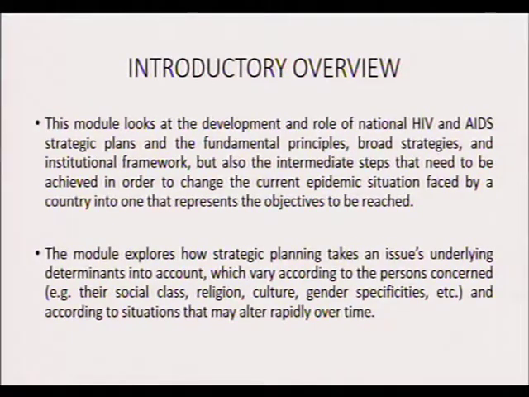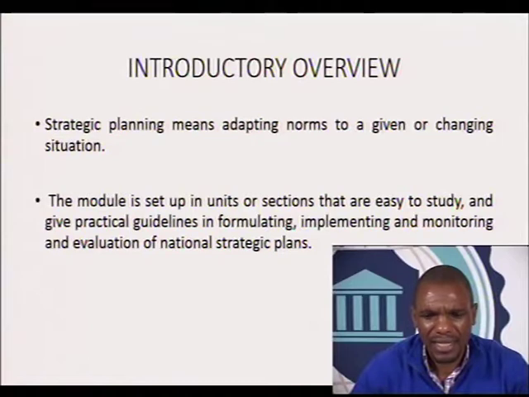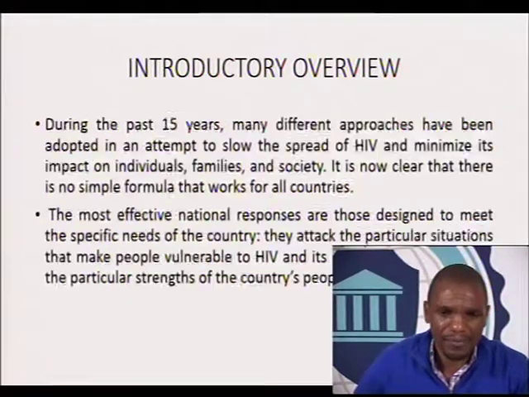The module explores how strategic planning takes underlying determinants into account, which vary according to the persons concerned, e.g. their social class, religion, culture, gender, specificities, and according to the situation that may alter rapidly over time. Strategic planning means adapting norms to a given or changing situation. This module is set up in units or sections that are easy to study and give practical guidelines in formulating, implementing, and monitoring and evaluation of national strategic plans.